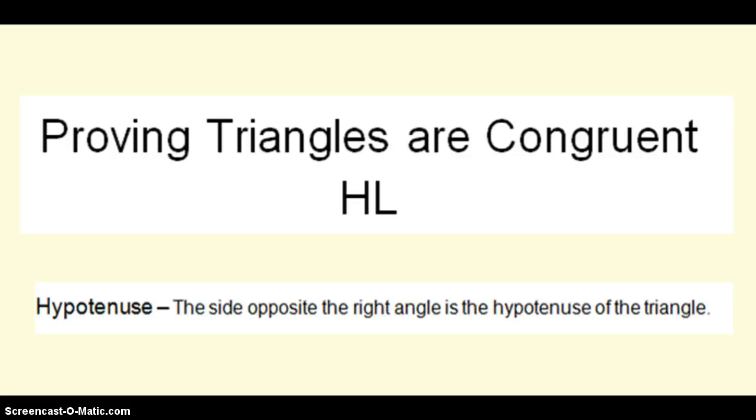Alright guys, so the final way that we can prove two triangles congruent is called HL, which stands for hypotenuse leg. Now I want you to recall that a hypotenuse sits across from the right angle. So if I make a right triangle of any type, let's just say here, this right here is my right angle, which means the side directly opposite of it is my hypotenuse. So there, this right here is my hypotenuse, okay? So just as a refresher on that.